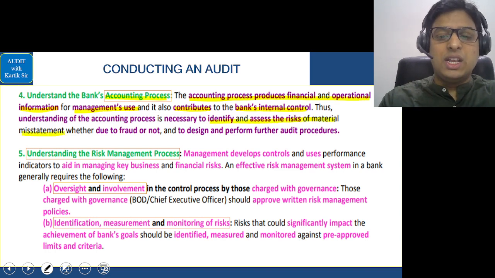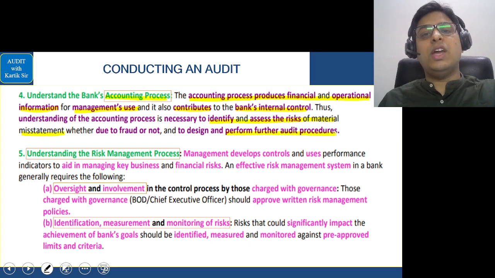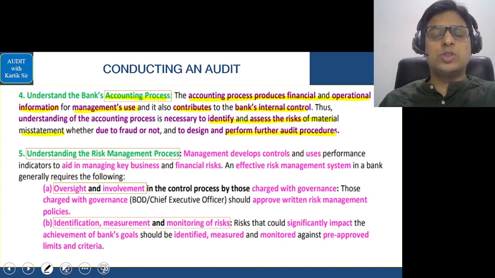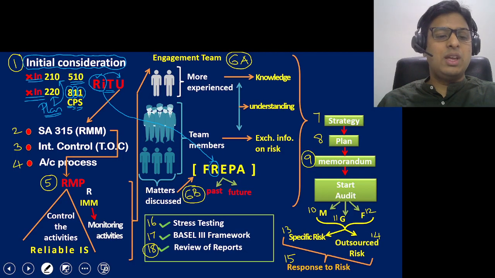And of course, if you find any, then you have to perform what? Further audit procedures. When the line goes up, 315, you will do what? 330. That is your response to risk. That is your further audit procedures. Comfortable to understand this? Okay. Now we go to the next area, that is in relation to your point number 5. So come back to the base diagram, and this is your point number 5.